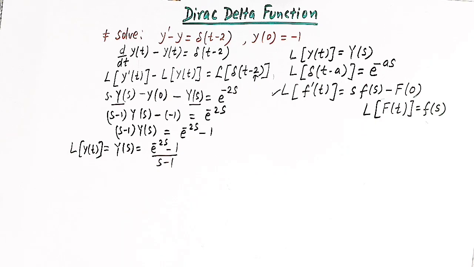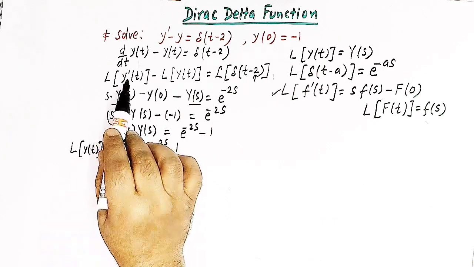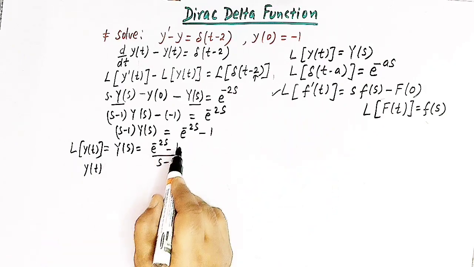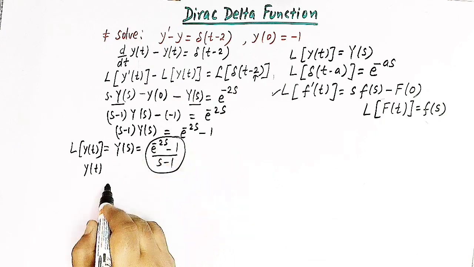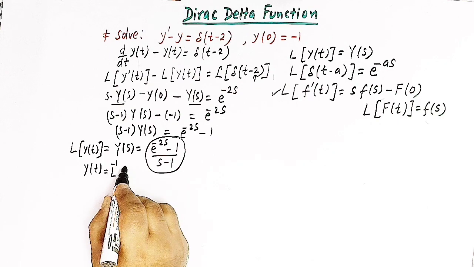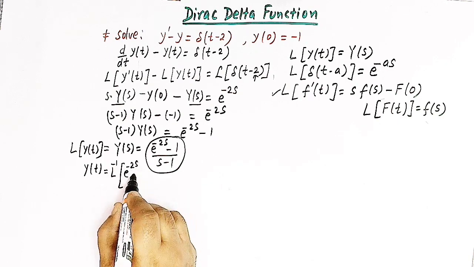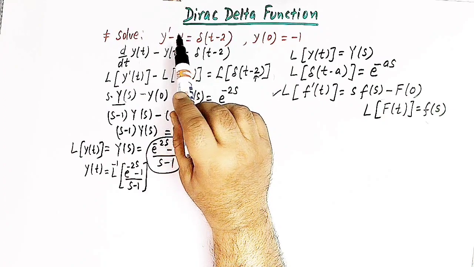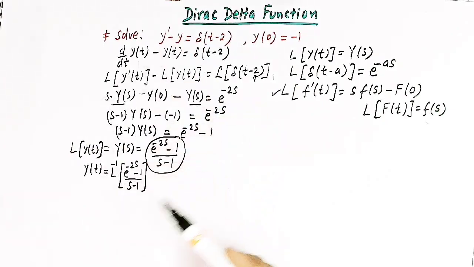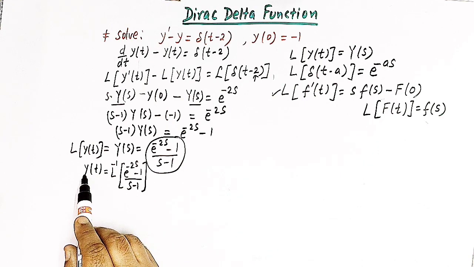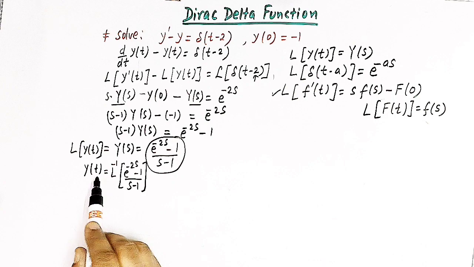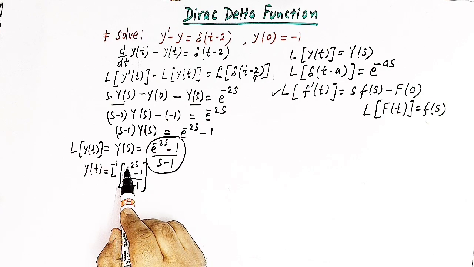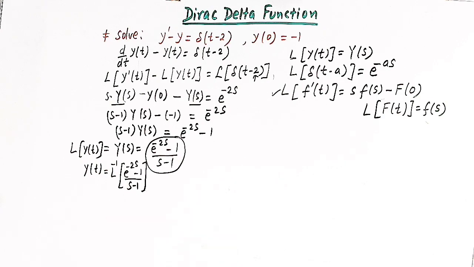And Y of s, that is capital Y of s, is the Laplace transform of the function y of t. Now this function y of t can be obtained by taking the inverse Laplace transform of this function. So y of t is L inverse of e raised to minus 2s minus 1 over s minus 1. The purpose of solving a differential equation is to find the function, and here y of t can be obtained by taking the inverse Laplace transform of this function.